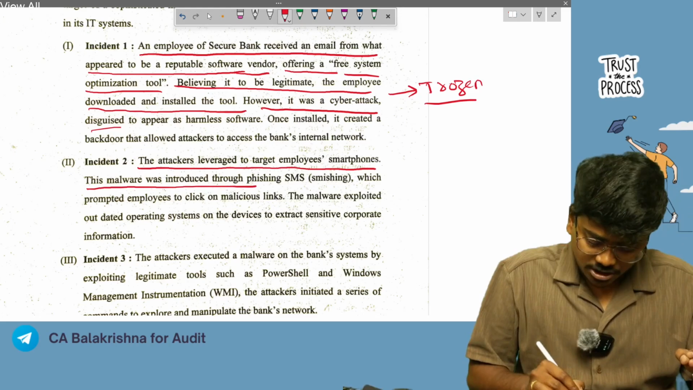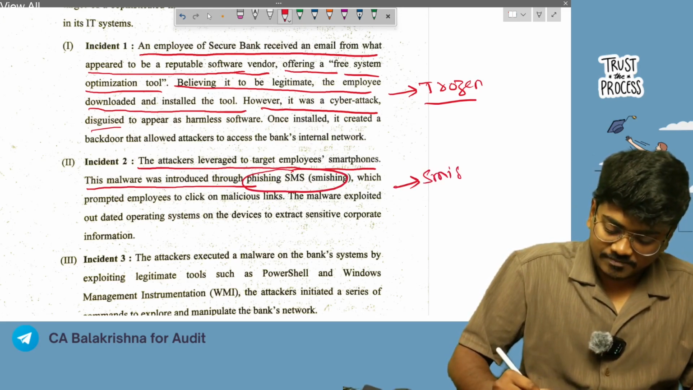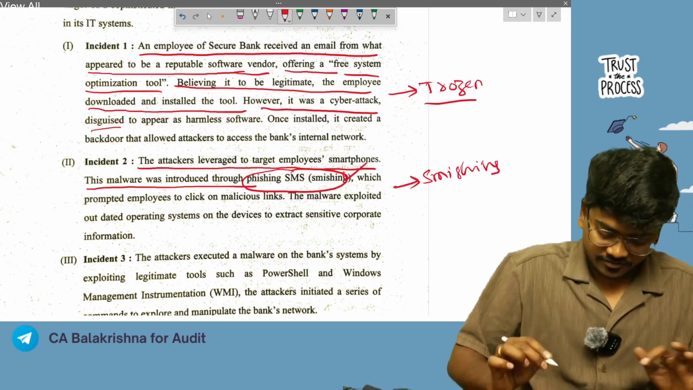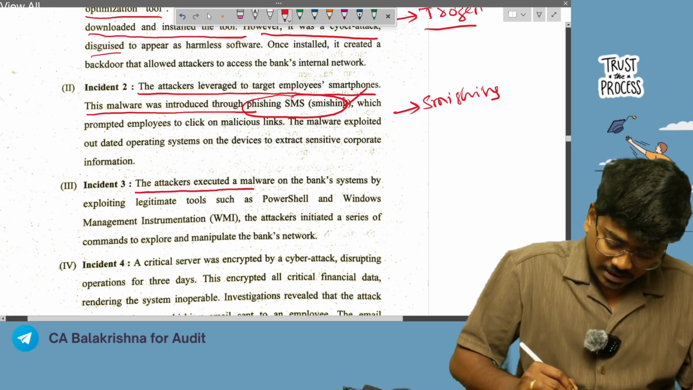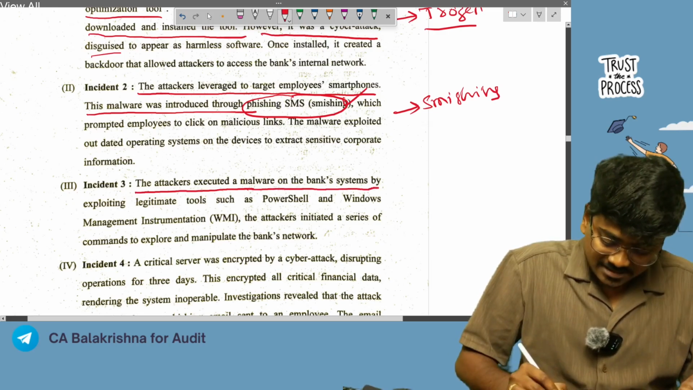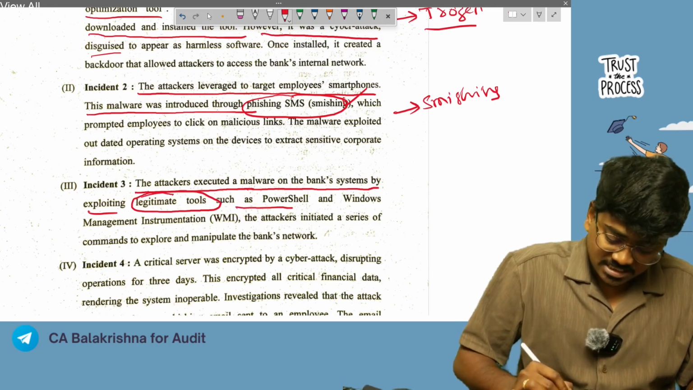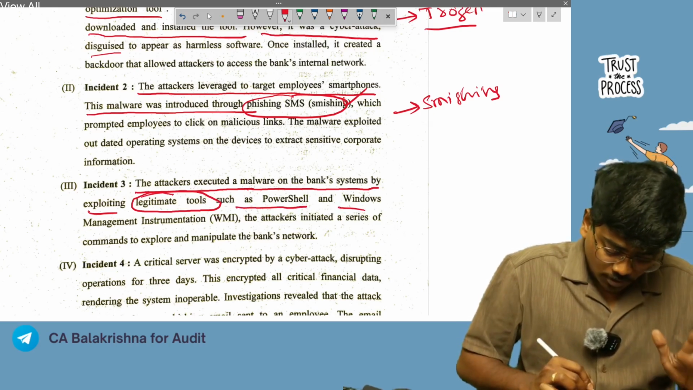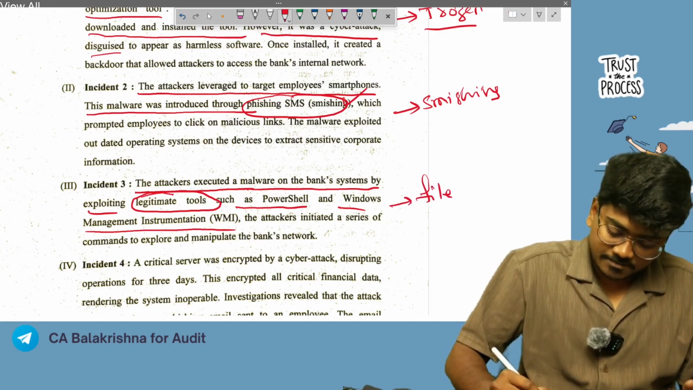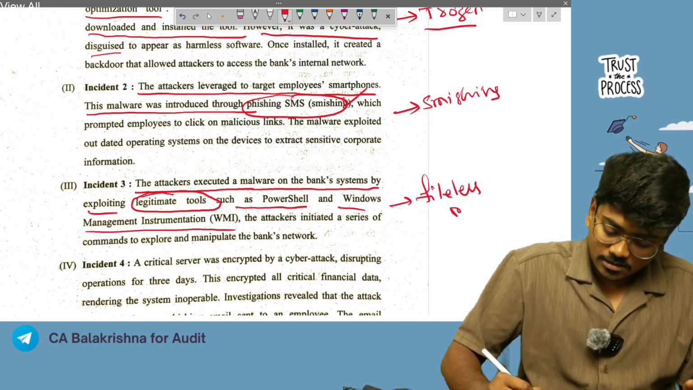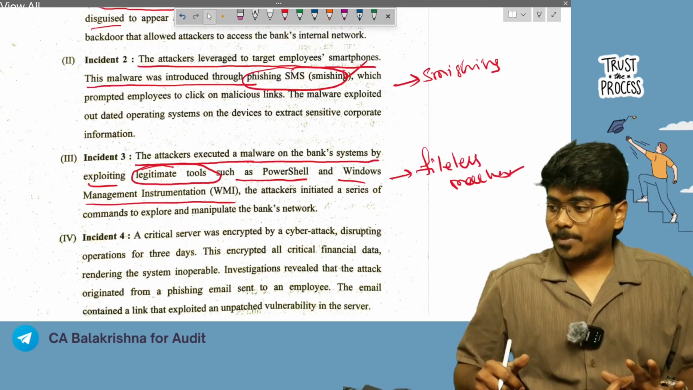Next, the attackers leveraged to target employees' smartphones. This malware was introduced through phishing SMS. Obviously, this is a smishing attack, right? The question itself says next. Attackers executed a malware on the bank's system by exploiting legitimate tools such as PowerShell and Windows Management Instrumentation. This is fileless malware, right? By utilizing the existing tools you will perform.